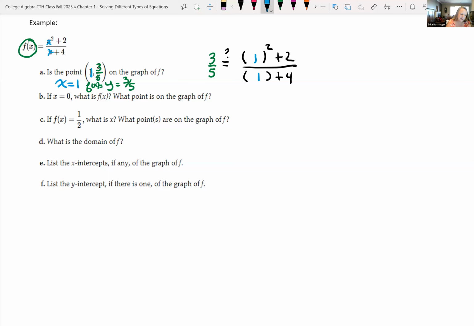So simplifying, order of operations: 1 squared is 1, 1 plus 2, and our numerator is 3, all over 1 plus 4, which is 5. So plugging in the y value of 3/5 and the x value of 1, we do get a true statement. So yes, (1, 3/5) is a point on our graph.